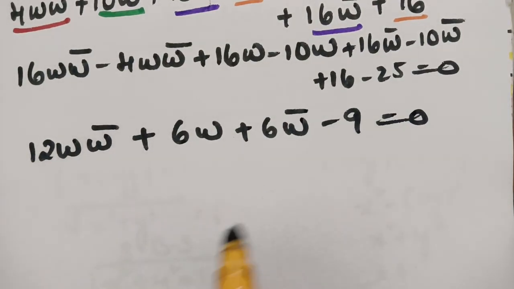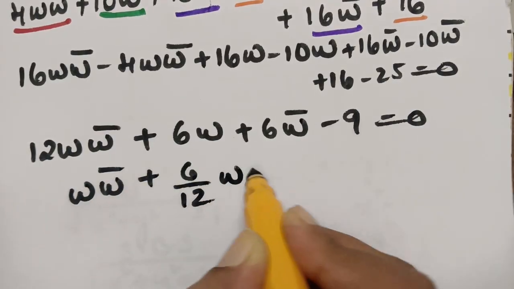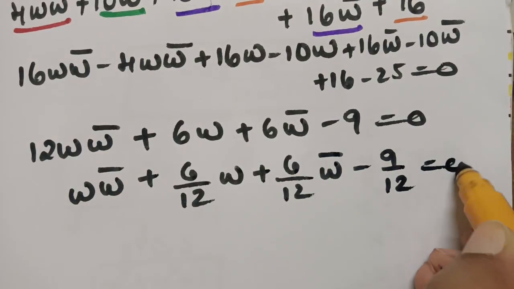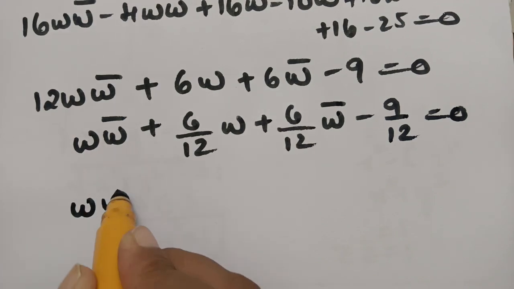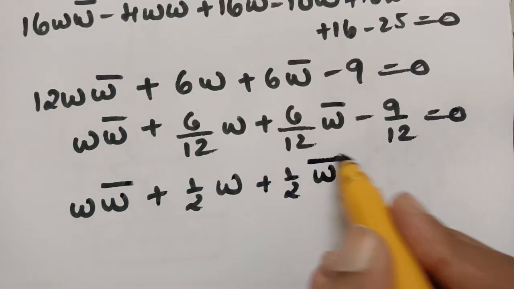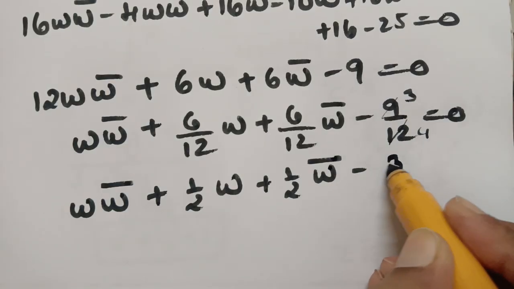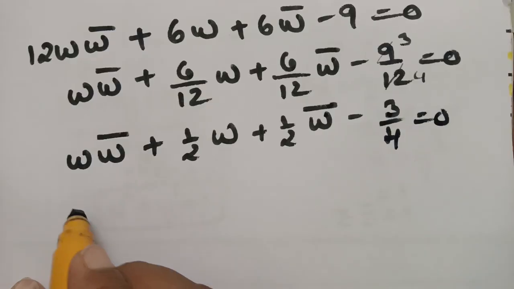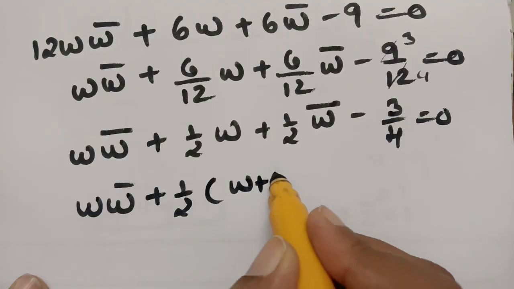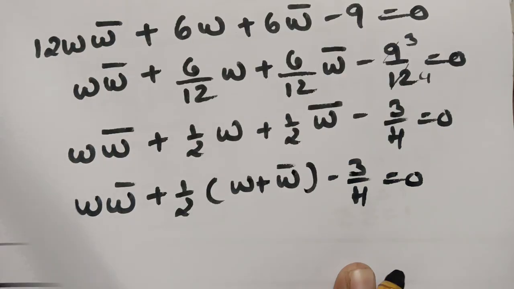If I divide totally by 12, we get w w bar plus 6/12 w plus 6/12 w bar minus 9/12 equal to 0. Then this will be w w bar plus 1/2 w plus 1/2 w bar. If I cancel with the 3 table, this is 3 and this is 4, minus 3/4 equal to 0. See here, this is w w bar. If I take half common, this will be (w + w bar)/2 minus 3/4 equal to 0. As you know, what is w?